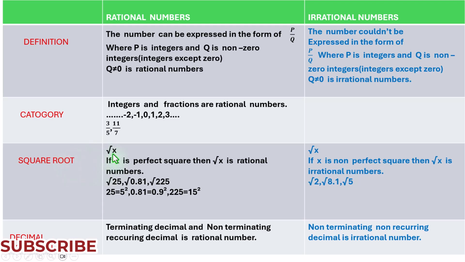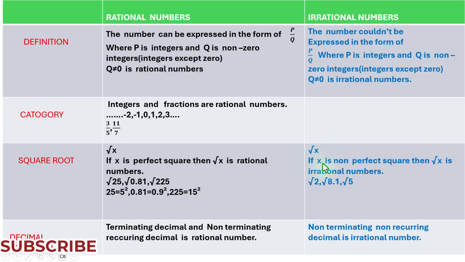Square roots. If x is a perfect square, then root x is a rational number. If the number under the square root is a perfect square, it is a rational number. Square root 25, square root 0.81, and square root 225 are rational numbers, because 25 is 5 squared, 0.81 is 0.9 squared, and 225 is 15 squared. The number under the square root being a perfect square gives a rational number.